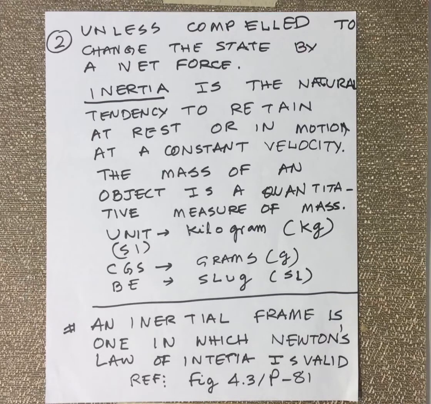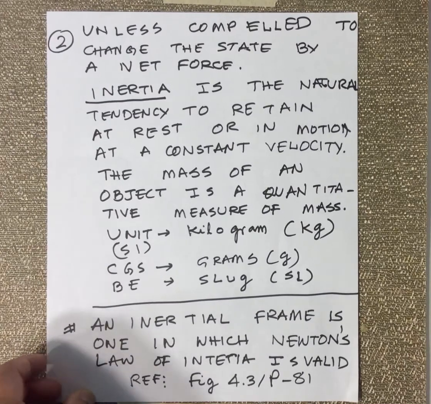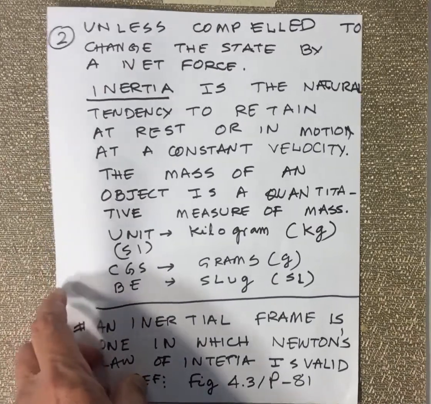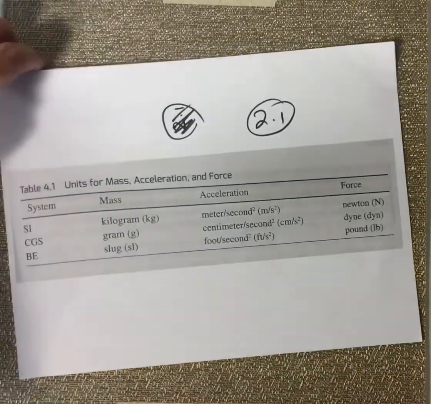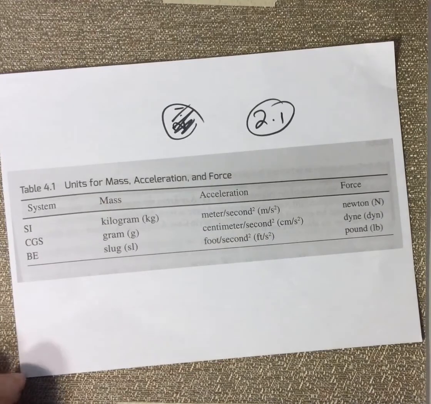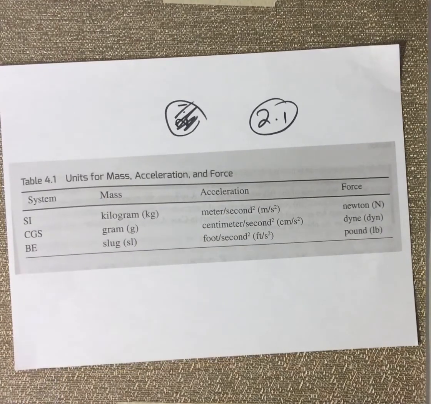The inertial frame is where Newton's laws of motion are valid. You should refer to figure 4.3, page number 81. Now this table is showing you mostly the units which I mentioned to you just now.